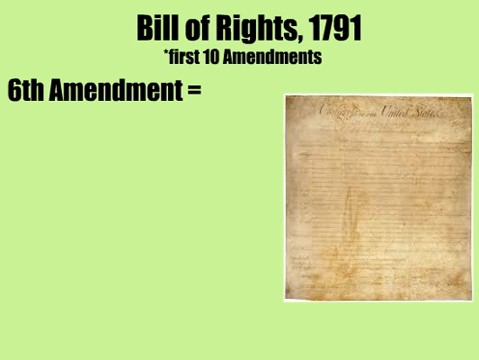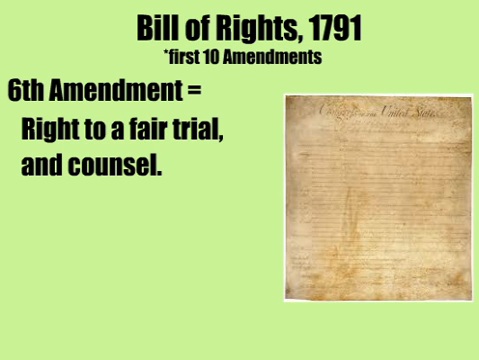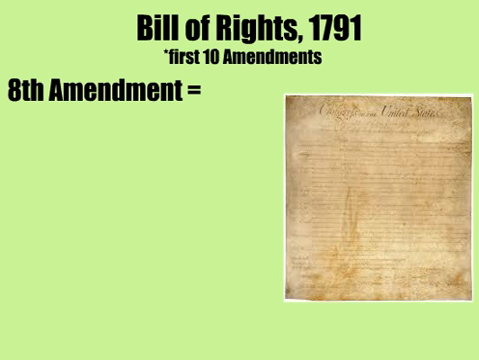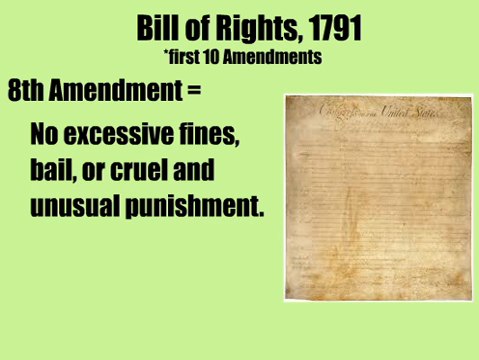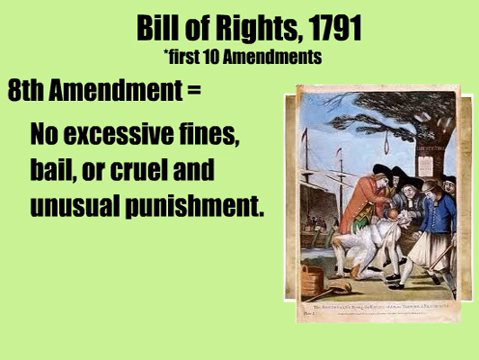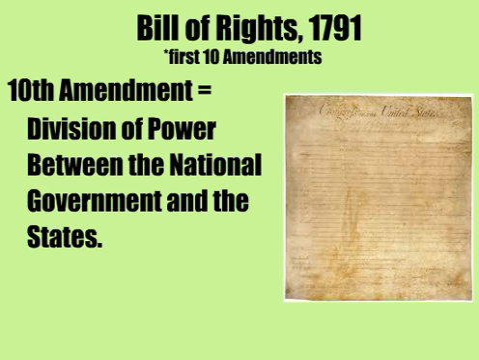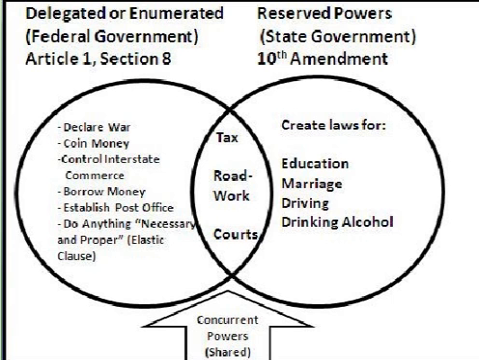The Sixth Amendment promises a fair and speedy trial as well as the right to an attorney. The Eighth Amendment prevents excessive fines, bail, or cruel and unusual punishments, hence why tar and feathering went out of style. The Tenth Amendment provides for federalism, or the division of power between the federal government and the states. Those powers not delegated to the federal government are reserved for the states or the people. Federalism is why the federal government controls certain issues, yet the states are in charge of others.